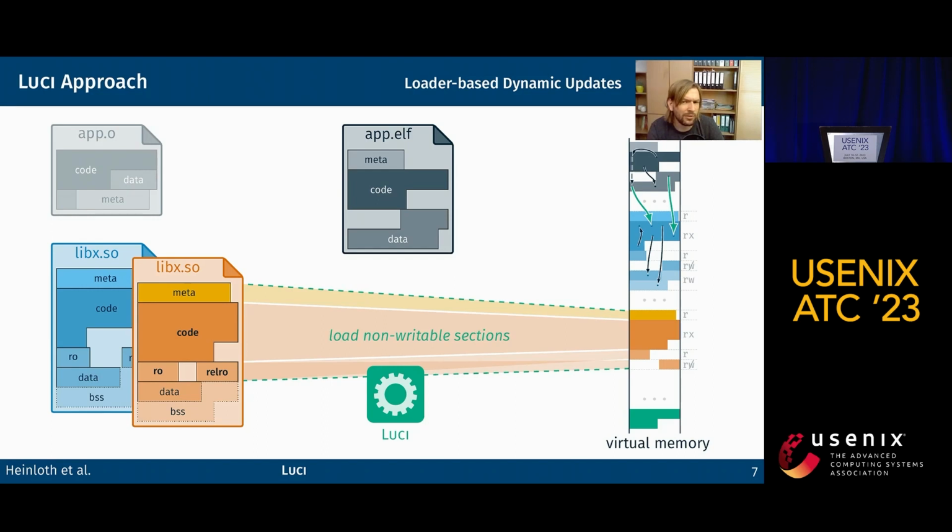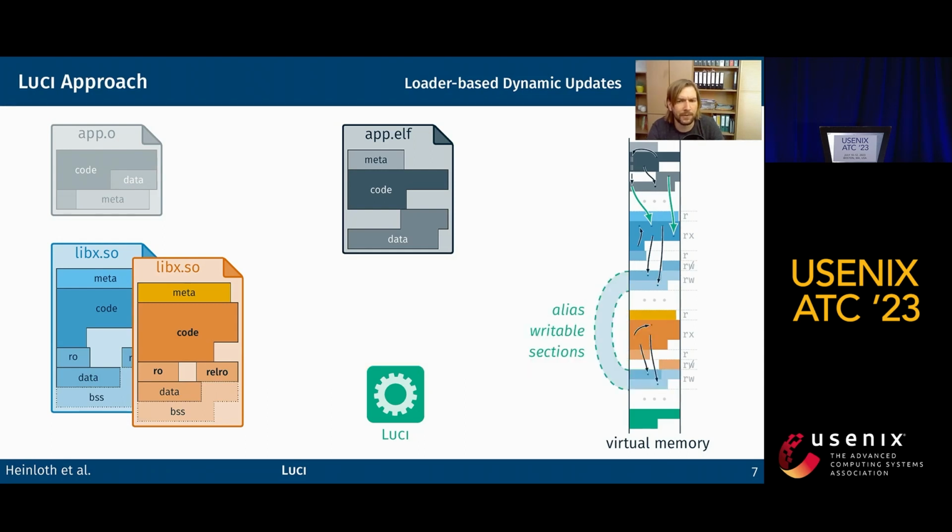If so, Luci maps all non-writable sections into the process virtual memory, into a new unused memory area, while creating a memory alias for the writable sections. Hence, the data can now be accessed using multiple addresses at the same time. Therefore, pointers to global variables will stay valid. Then it updates the relocations. So from now on, every function call will be made to the new library instead of the old one. We have successfully dynamically updated the library.